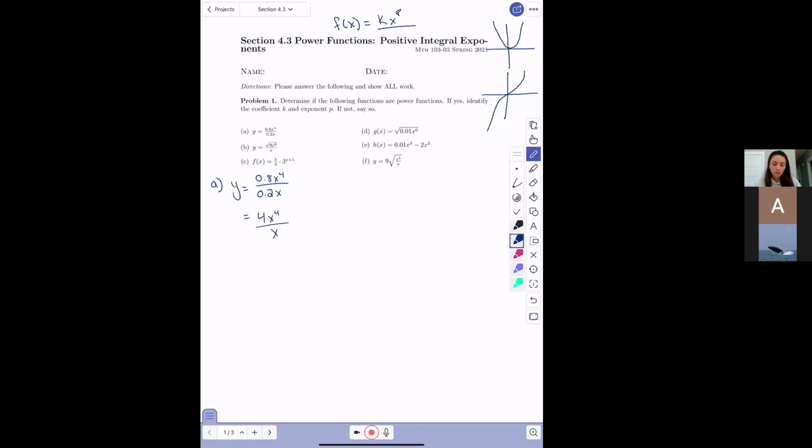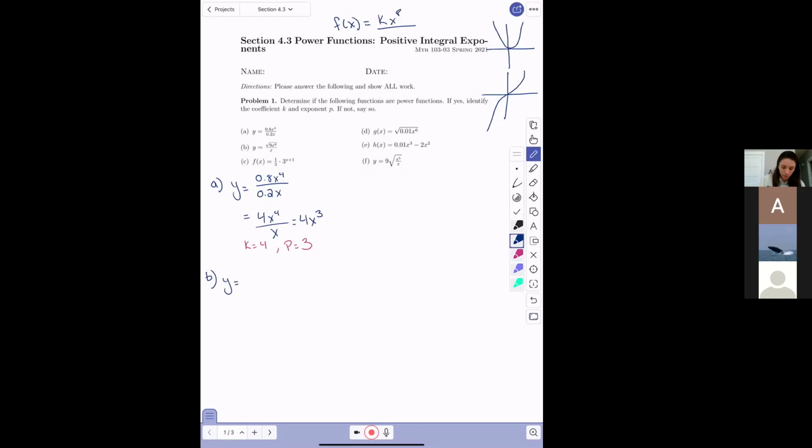Is there anything else we could do to simplify this? Could you subtract the powers from the x's, so it's like 4x to the third? Yes, good. We have 4x to the power 3. Now, do we have a power function? Yes. What's my constant? 4. And what's my power? 3. Good. Any questions on that? Okay. Moving on to B then.